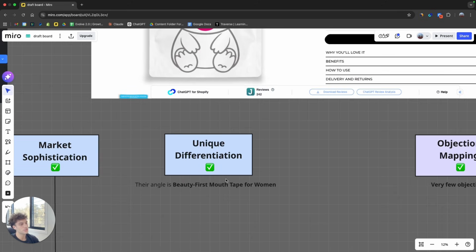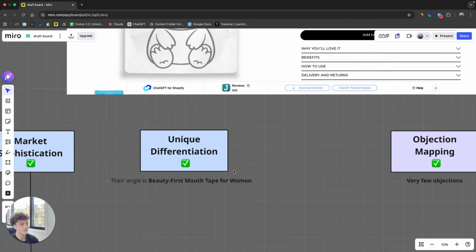So the unique differentiation on this, kind of covered it before, but this is a beauty first mouth tape for women. Not only does it go for the benefits of mouth breathing, it also provides short-term results that people can see via collagen and vitamins that are infused onto the mouth tape itself. So in case someone was a little bit on the edge of buying Hostage Tape or something like that, because they were like, I don't really see the benefits in it, we're able to give them short-term benefits and a short-term visual result through the ingredients that are on the mouth tape itself.